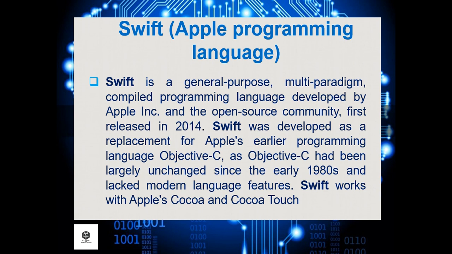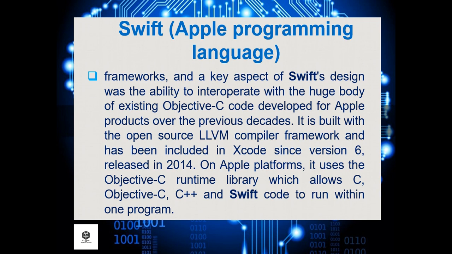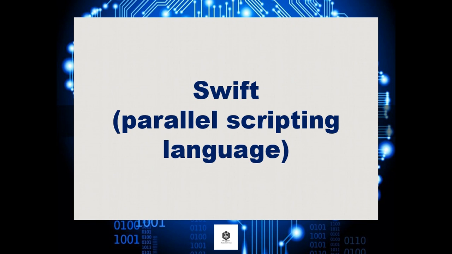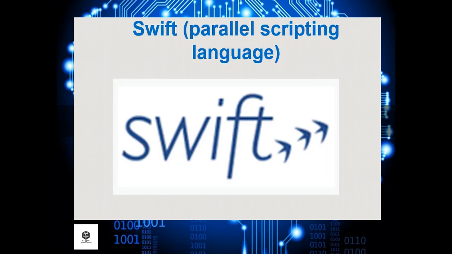Swift works with Apple's Cocoa and Cocoa Touch frameworks, and a key aspect of Swift's design was the ability to interoperate with a huge body of existing Objective-C code developed for Apple products over the previous decades. It is built with the open source LLVM compiler framework and has been included in Xcode since version 6 release in 2014. On Apple platforms, it uses the Objective-C runtime library, which allows C, Objective-C, C++, and Swift code to run within one program.